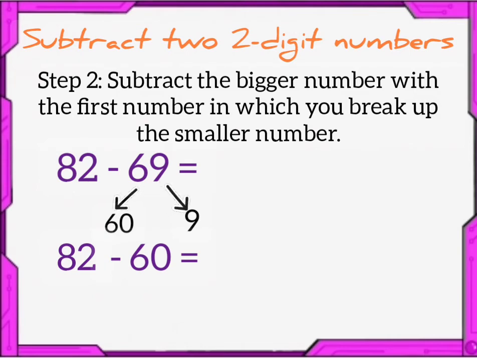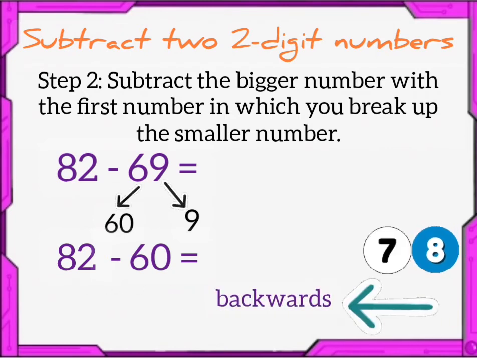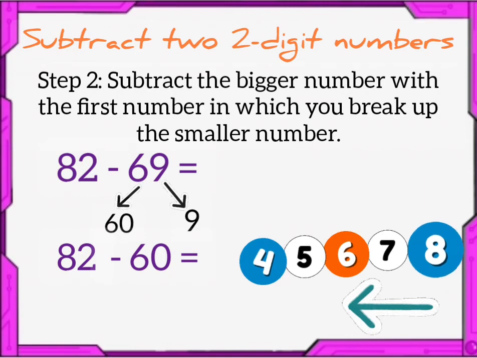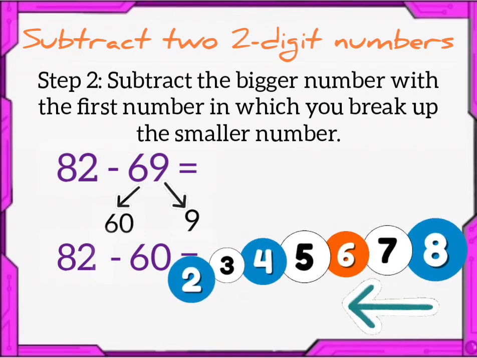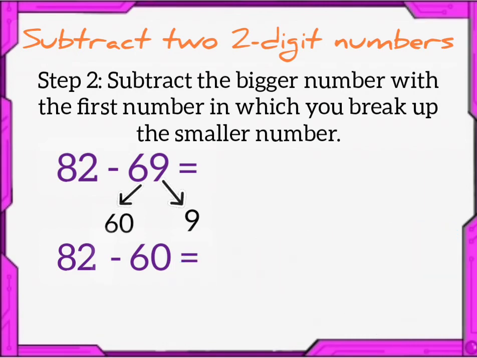We can do this by counting backwards. So if we have 8, let's count 6 backwards. So that will be 7, 6, 5, 4, 3, 2. So let's write 2. But let us not forget about the digits in the ones place. So in the number 82, which digit is in the ones place? Yes, it is 2. And in the number 60, which digit is in the ones place? You are right, it is 0.